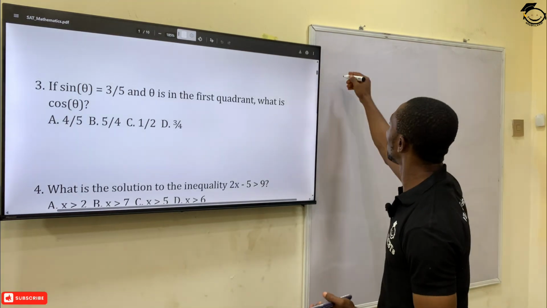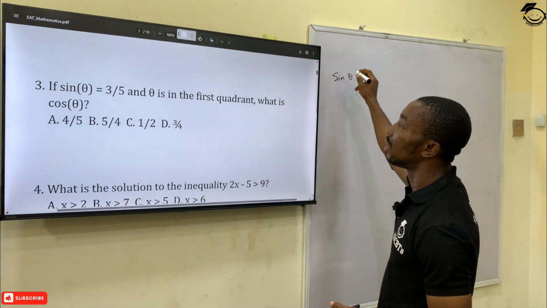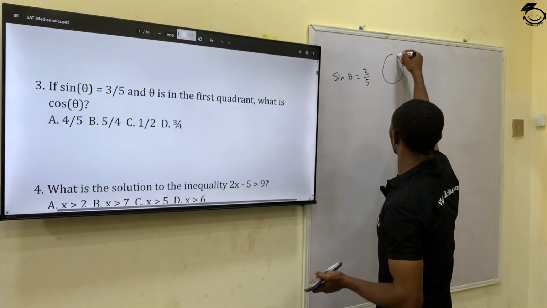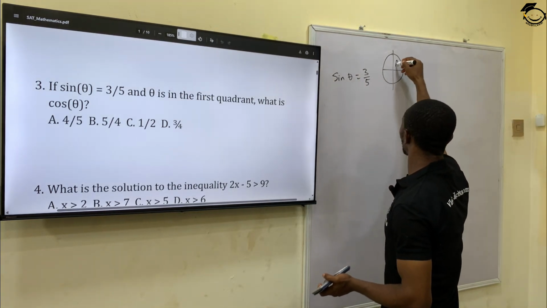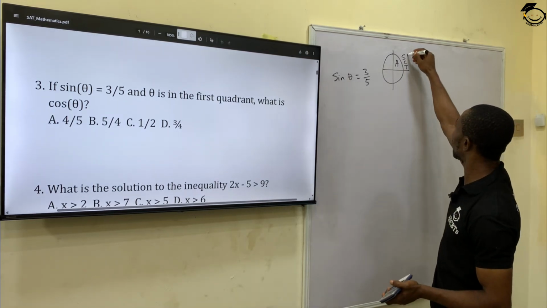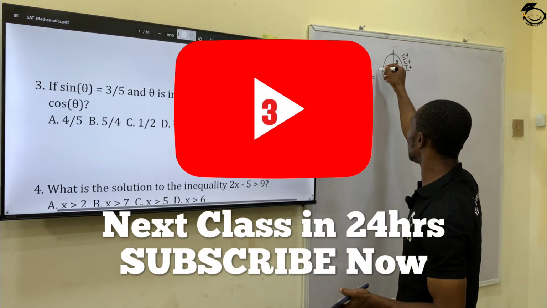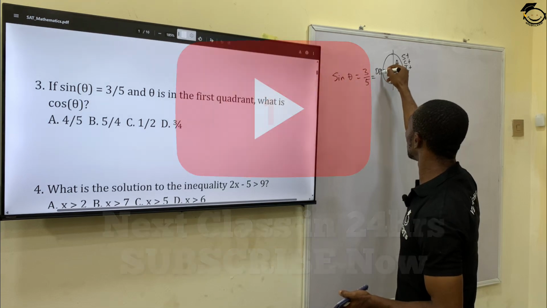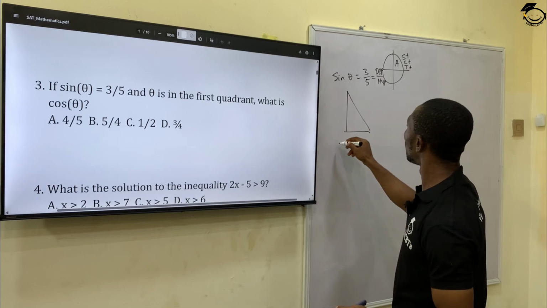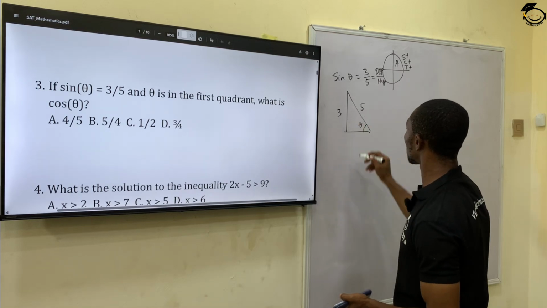If sine theta equals 3 over 5, and theta is in the first quadrant, what is cos theta? So if theta is in the first quadrant, that means in this quadrant, sine, cos, and tan are all positive. Sine theta is 3 over 5, and we know sine theta is opposite over hypotenuse. So in our right angle triangle, we have opposite as 3, hypotenuse as 5.